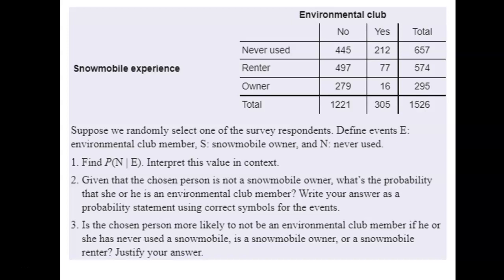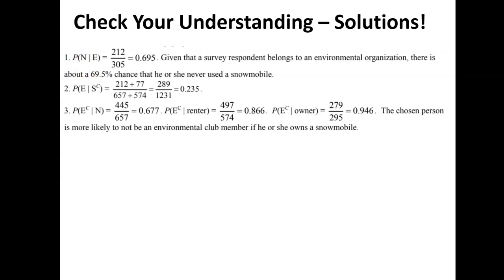So the first question was probability of n given e. So what we're going to want to do is, because it says given e, meaning given their environmental club member, we would want to highlight this yes column. This is the only place we can look for data. So given this, meaning our denominator is 305, what's the probability that they never used a snowmobile? That would be the 212 of the 305. So they're, of course, going to change that to a decimal, and then a percentage makes more sense to most humans. So the context to this is, given that the respondent belongs to the environmental club, there's about a 69.5% chance that he or she never used a snowmobile. So you're really just restating the question that's written in probability notation in English. That's all you're really doing, but now you're also adding in this answer of 69.5%.